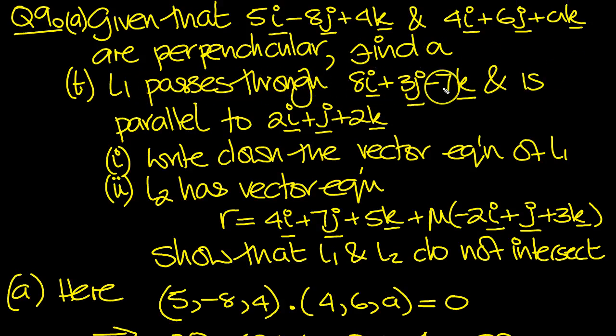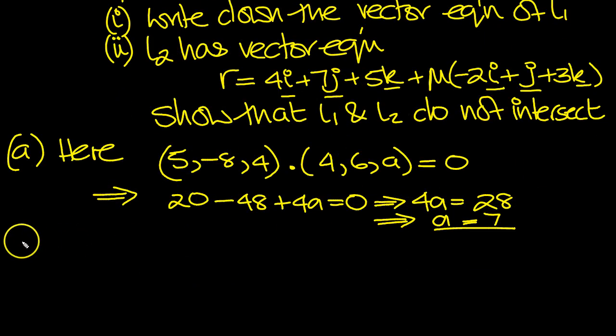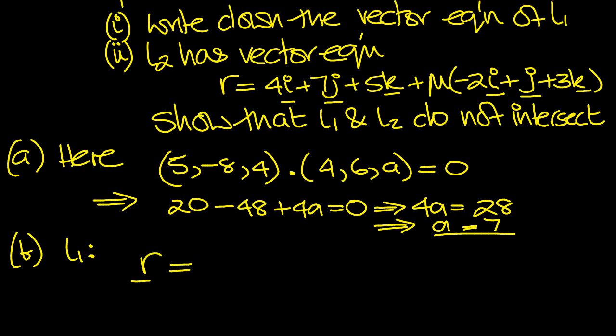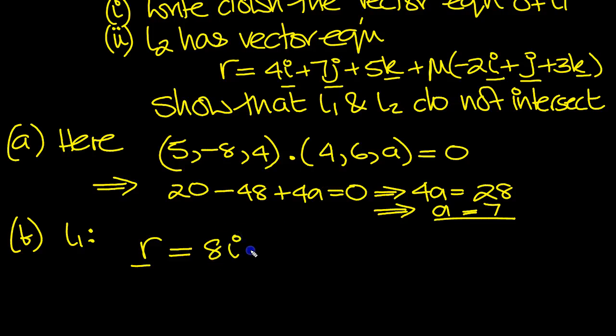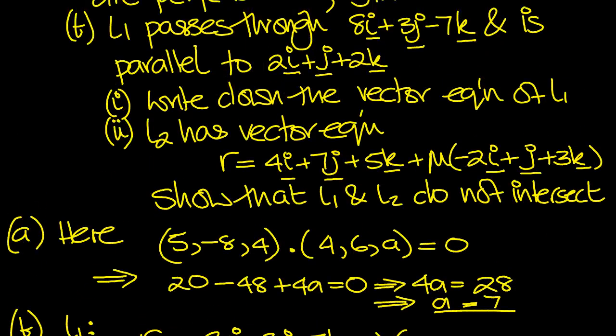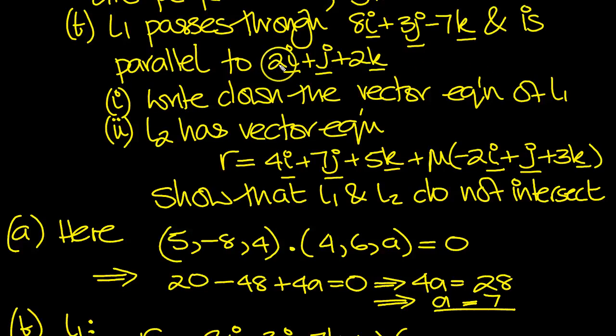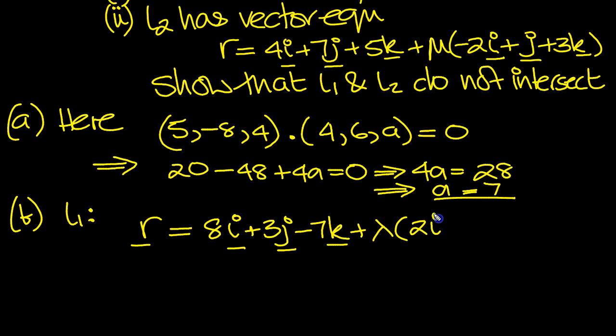L1 passes through this point here and is parallel to this. Write down the vector equation of L1. So this is part B. As far as L1 is concerned, we've got the vector r is equal to the position vector 8, 3, minus 7. So 8i plus 3j minus 7k is the position vector plus lambda times the directional vector, isn't it? And that would be the vector equation of the line. It's parallel to this, so this is the directional vector 2i plus j plus 2k. There we go. So there's the vector equation of the line L1.